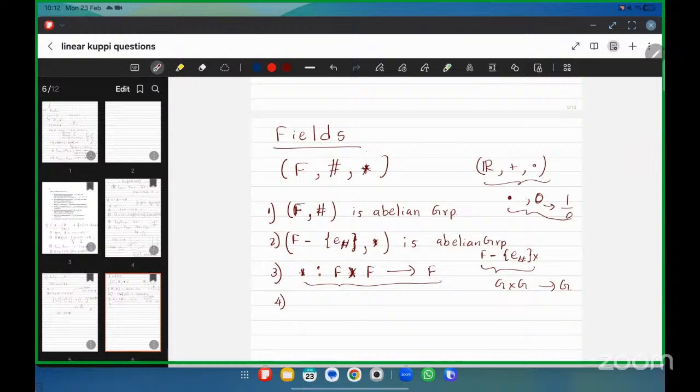The fourth condition is, here we look into the sharp function alone and the multiplication function alone. Here we are looking at both operations simultaneously. So for all A, B, C in set F, if we perform A star, B sharp C, we will get the result as A star B sharp A star C. This is kind of like A multiplied by B plus C is equal to A into B plus A into C. Kind of the same thing, but in different symbols.